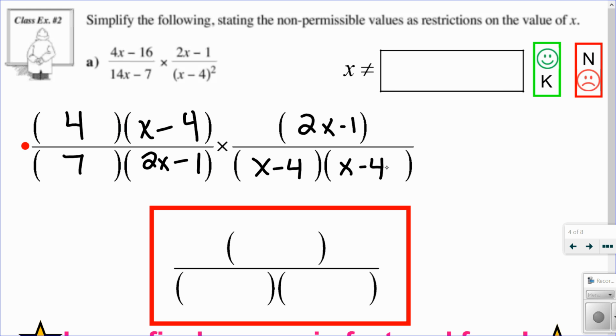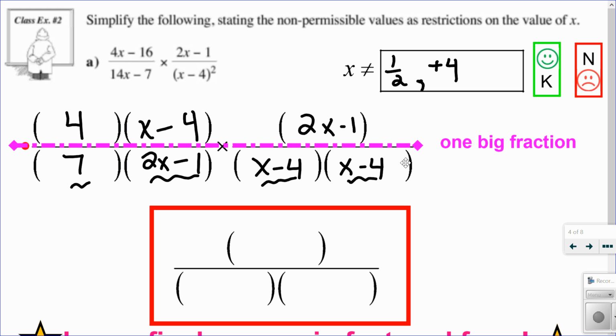Okay, let's state our non-permissible values. Here, no variable, no restriction. Here, the opposite of a negative 1 is a positive 1. The opposite of times by 2 is divide by 2. For here, the opposite of a minus 4 is a positive 4. And the opposite of a minus 4, positive 4, I already have it. So there are my non-permissible values, my restrictions all together.